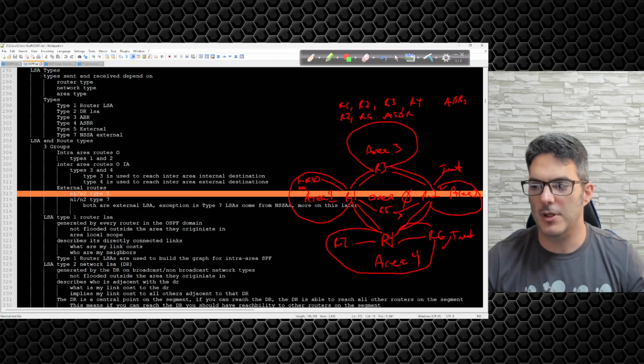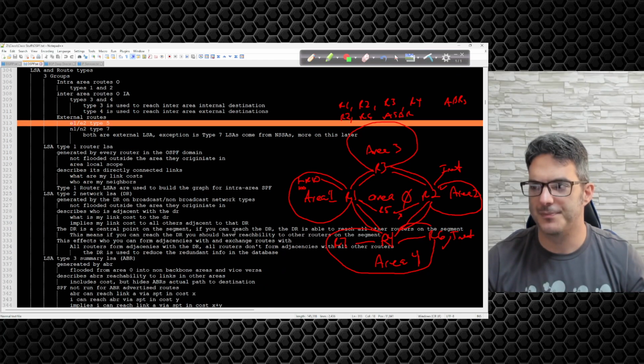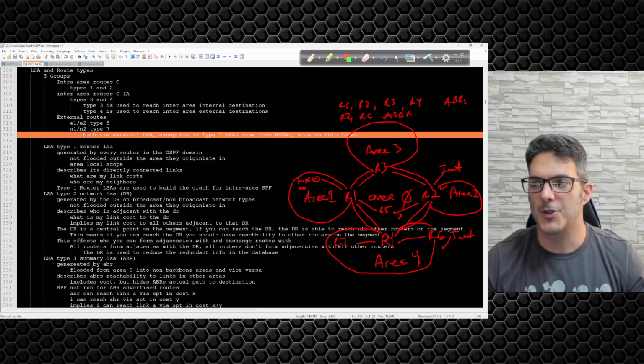Now we talk about E1 over E2 versus N1 and N2. An interesting way of looking at this is E1 is preferred over E2, and N1 is preferred over N2. However, E2 is the default, and N2 is the default, so you always start there. Both are external LSAs. The exception is the Type 7 LSA, which comes from the not so stubby area. We'll definitely be taking a look at stub areas in more detail in later videos.